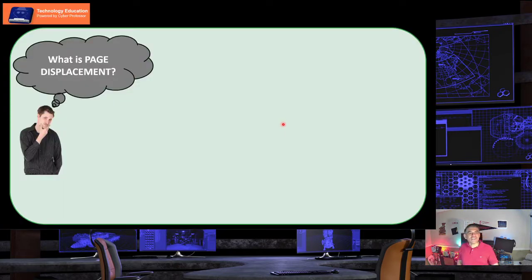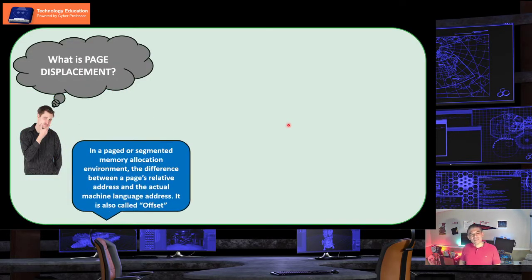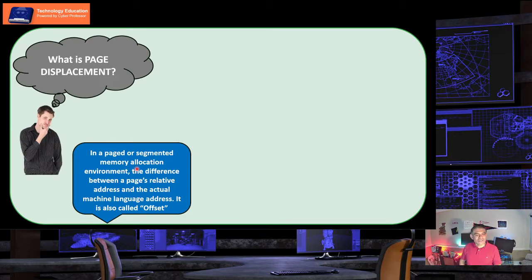So what is page displacement? In a page or segmented memory allocation environment, the difference between a page's relative address and the actual machine language address or physical address is called page displacement. It is also called offset, and this is an important concept that you need to understand for our review.